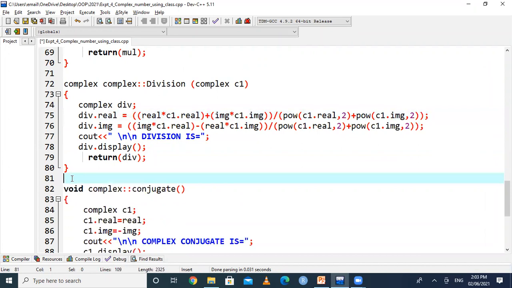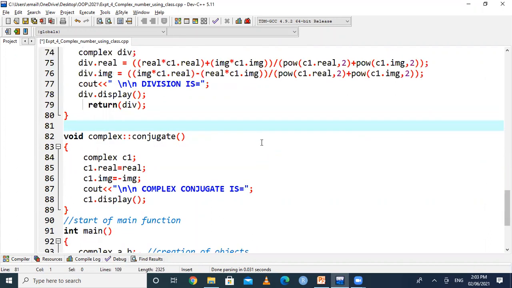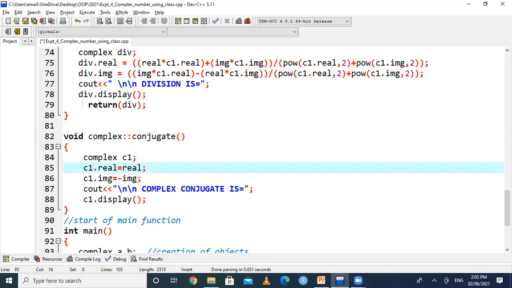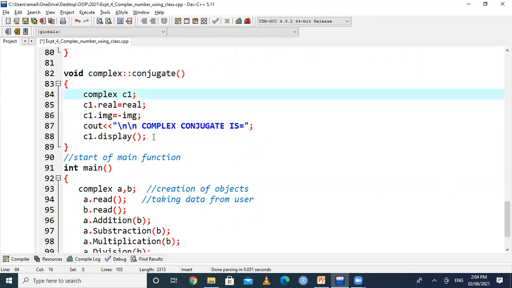And finally, we have a definition of the conjugate function. Conjugate means we have to find the complex conjugate. So the real part stays equal to the real part in the case of conjugate, but the imaginary part is minus imaginary, meaning there is a sign change. Suppose we have 4 plus 5i as a complex number, then its complex conjugate is 4 minus 5i, meaning the sign of the imaginary part changes. So you have to write c1.imaginary equal to minus img, and it does not return anything. There is no return zero statement here, because the return type is void.